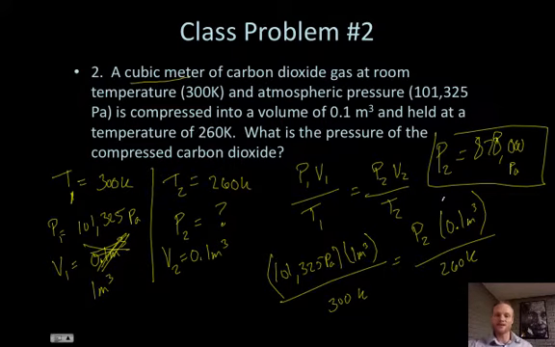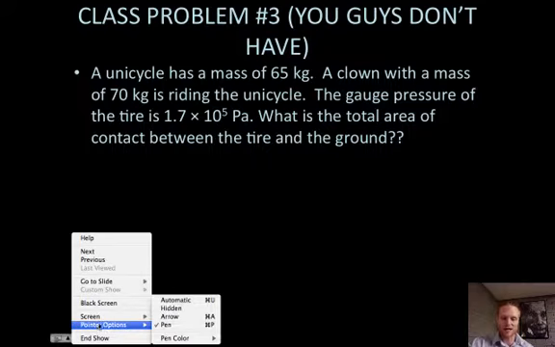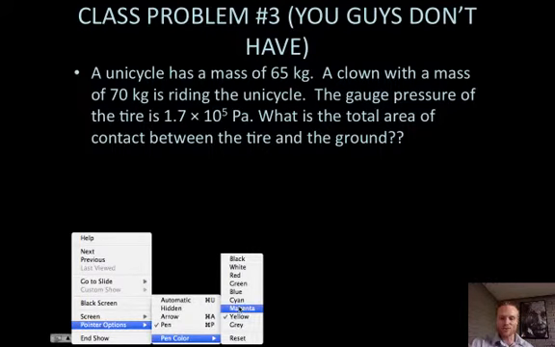All right, that's the 2 class problems I passed out to you. Now, you guys are in for a special treat. I have a bonus class problem that was not written down for you guys. So if you want to write this down, you certainly can. But just because of the issues with people struggling with pressure problems, I thought I'd give you one more to, again, get you ready for this test.